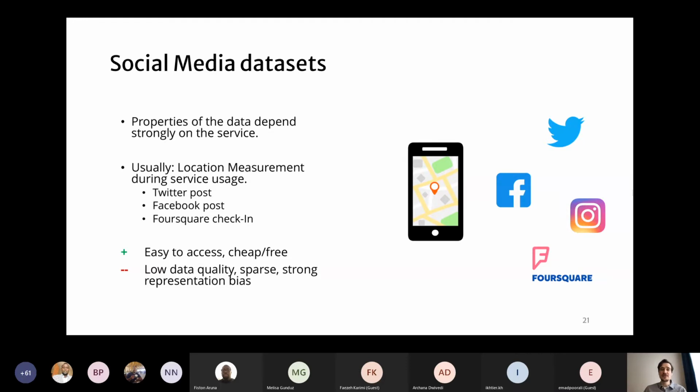The advantage is that this type of data is very easy to access, and essentially free or cheap because it's public information, which is the reason why a lot of researchers, for example, have worked with Twitter data in the past. The disadvantage is, of course, that it is often of low quality, and because you have a very small sample, it can be very sparse, depending, for example, on how much a user tweets, which is not a lot for most users. So it only gives you a statistical snapshot of mobility. And there are strong representation biases in the data because it is tied to the demographic that uses the specific service.